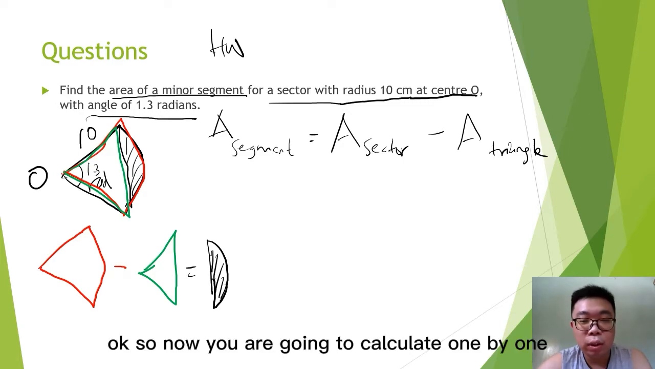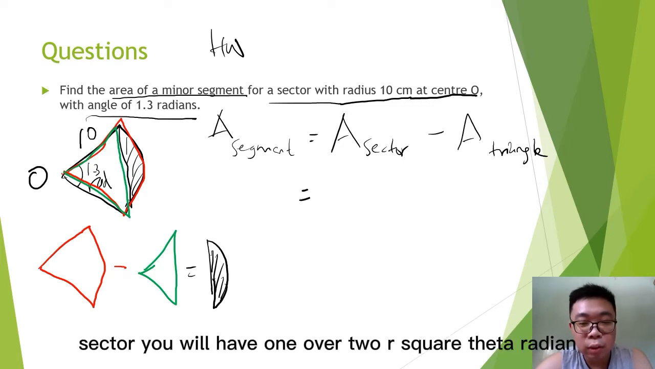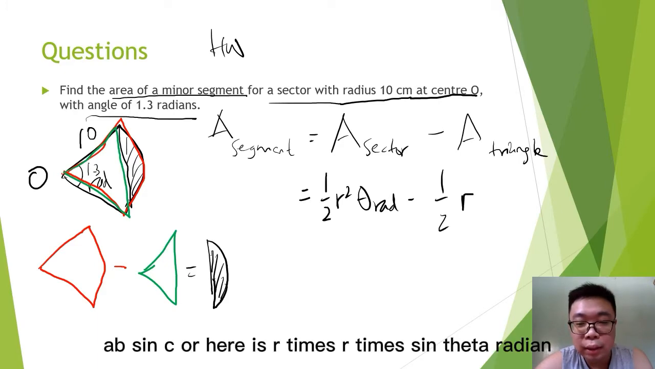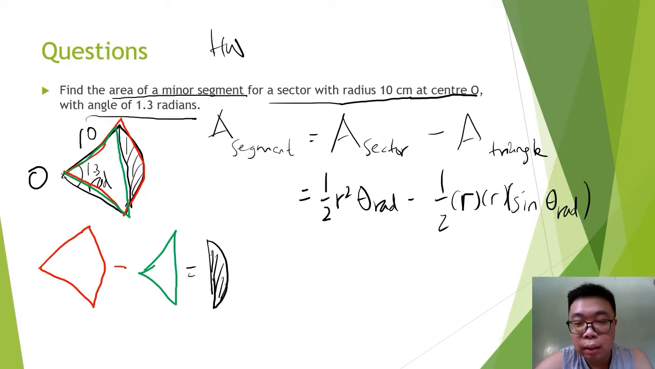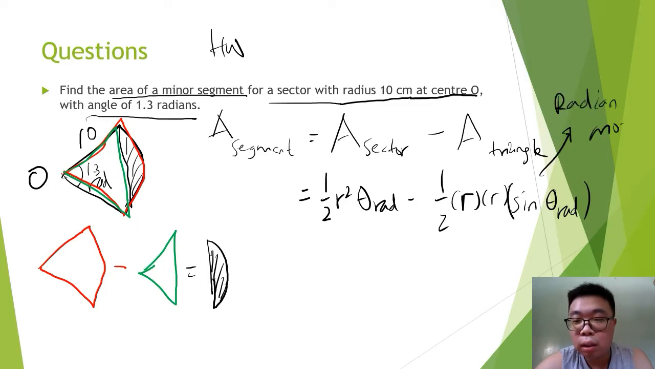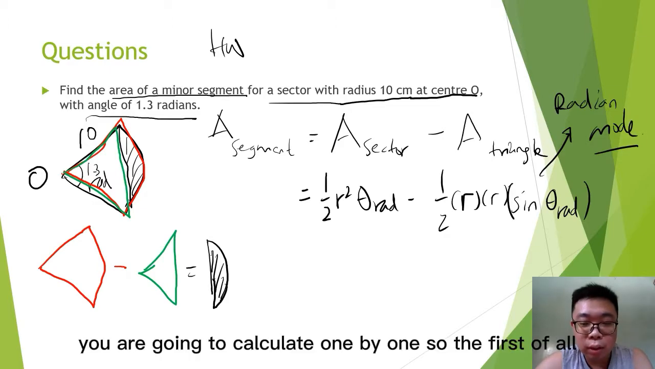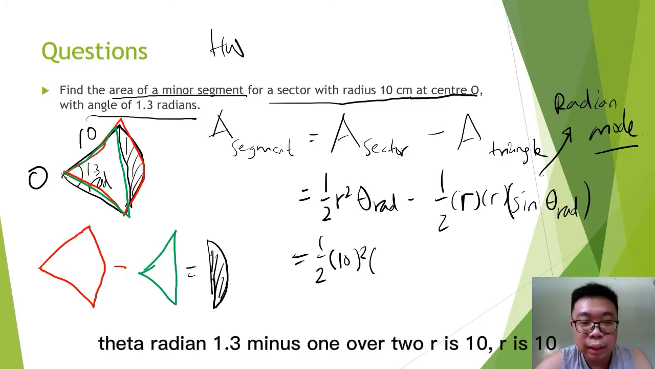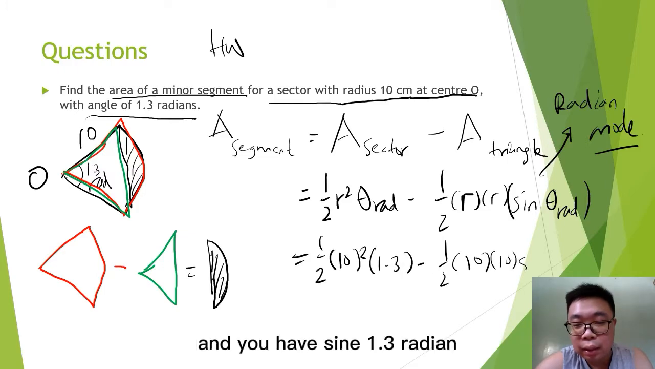Okay, so now we are going to calculate one by one. So for area of sector, we'll have 1 over 2 r squared theta radian. For area of triangle, you have 1 over 2 AB sine C, or here is 1 over 2 r squared sine theta radian. Okay, so this one, remember, change your calculator to radian mode. So first of all, what is your r? Your r is 10, squared, theta radian 1.3, minus 1 over 2, r is 10, r is 10, and you have sine 1.3 radian.